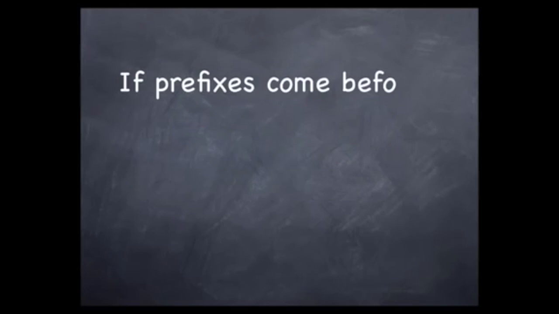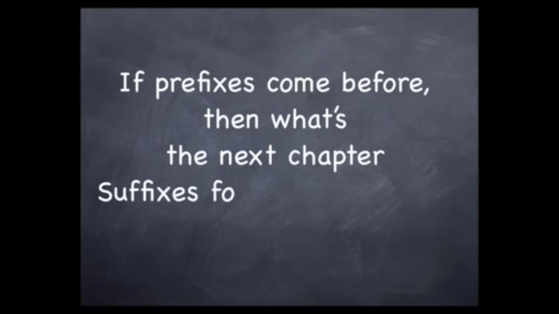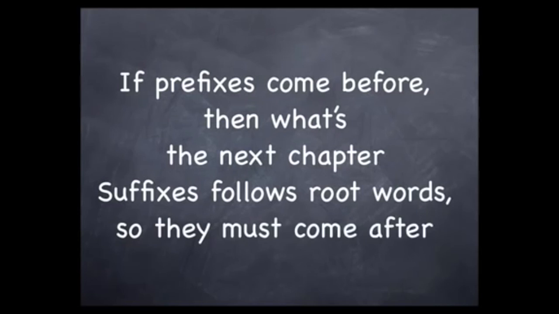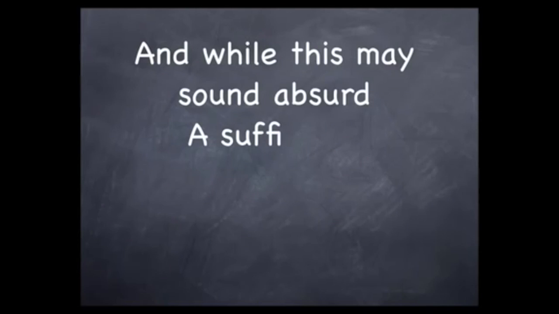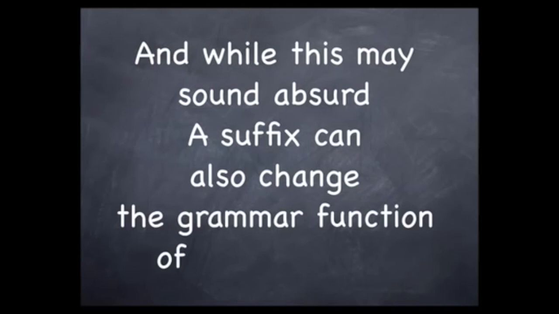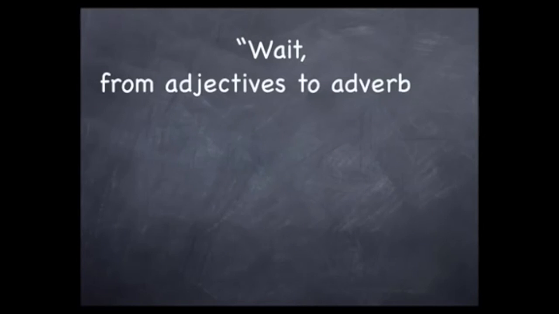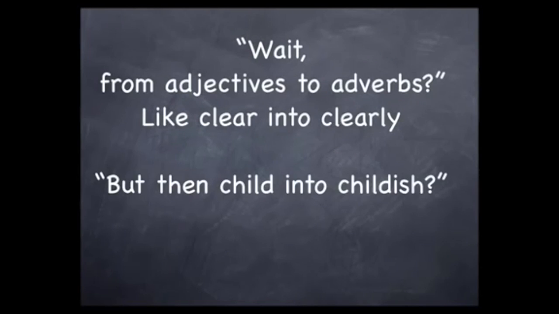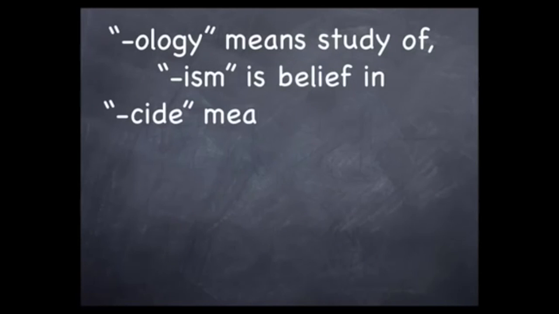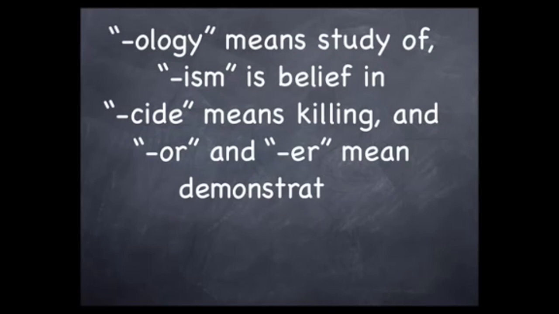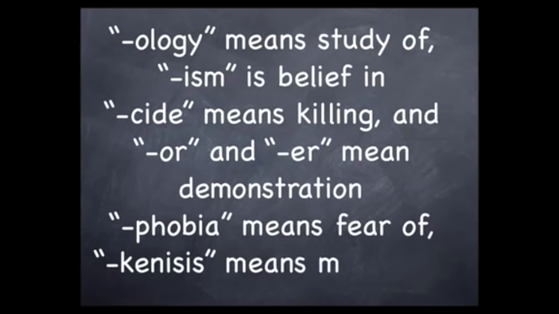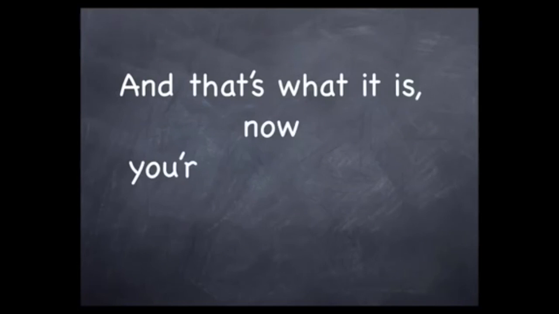If prefixes come before, then what's the next chapter? Suffixes follow root words, so they must come after. And while this may sound absurd, a suffix can also change the grammar function of a word. From adjectives to adverb, like clear into clearly. But then child into childish, it's semantics, can you hear me? Ology means study of, ism is belief in, side means killing, an means demonstration, phobia means fear of, kinesis means movement. And that's what it is, now you're getting some improvement.